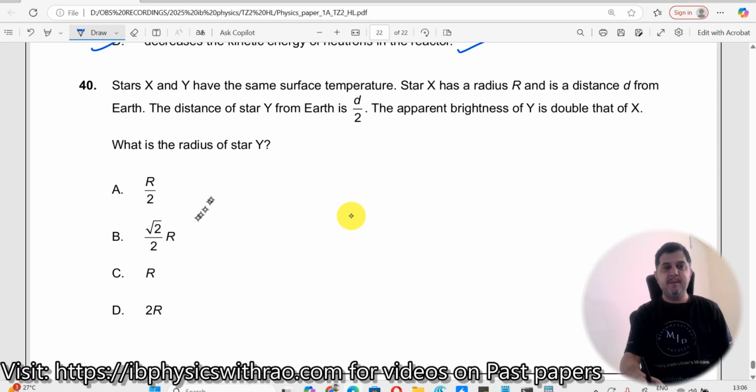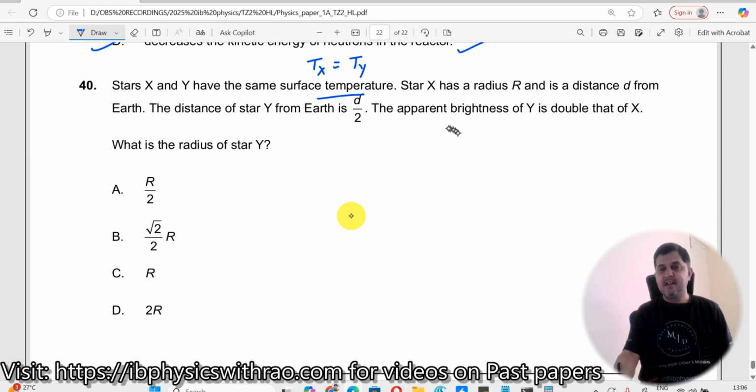Question number 40. Stars X and Y have the same surface temperature. Star X has a radius R and a distance D from the Earth. Star Y is at a distance of D by 2 from the Earth.